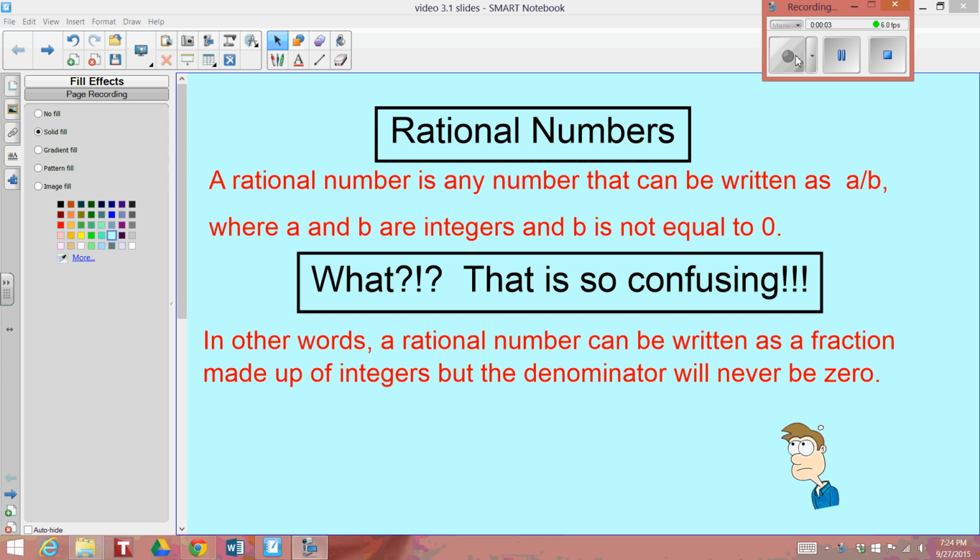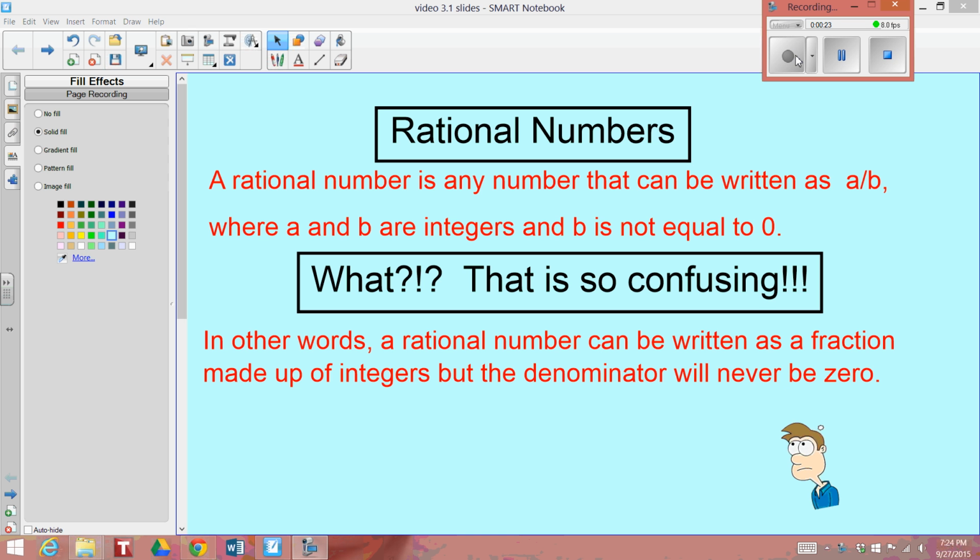Today, we are going to be talking about rational numbers. Let's first define what a rational number is. A rational number is any number that can be written as a over b, where a and b are integers and b is not equal to 0.